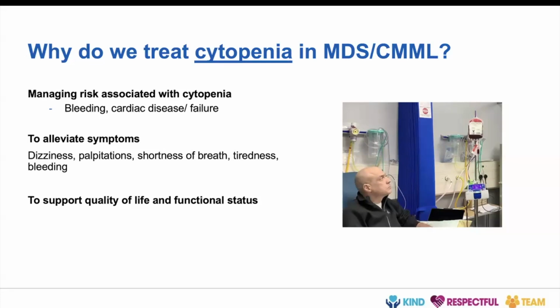Those symptoms in anemia could be things like dizziness, palpitations, shortness of breath, tiredness. But also with platelets, there are symptoms associated with low platelet counts. That can be things like bruising, low level bleeding. So for people who have experienced low platelet counts, or seen people with low platelet counts, it can be things like bleeding when you're brushing teeth, bleeding from the nose and things like that. And we want to try and alleviate those symptoms. And also, we want to try and support the quality of life and the functional status of our people who are suffering from the cytopenias.